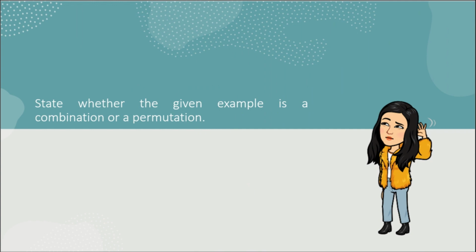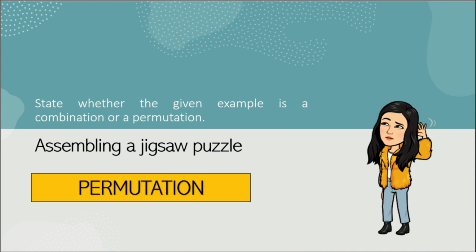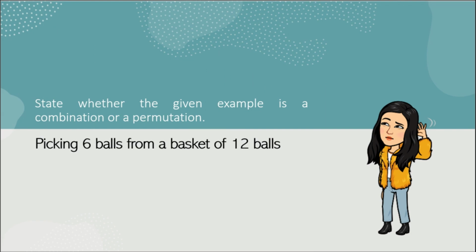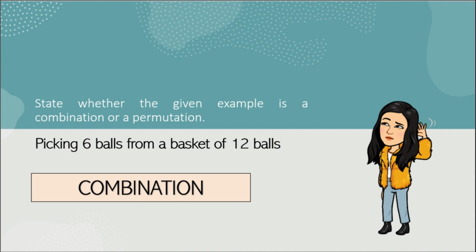For the fourth one, we have assembling a jigsaw puzzle. Is it a permutation or combination? To complete the puzzle, you must follow a certain order. Therefore, this is an example of a permutation. Lastly, picking 6 balls from a basket of 12 balls. Is it a combination or a permutation? Well, it is only mentioned that we will pick 6 balls without any rules. Therefore, we won't follow a certain order. So we consider it as a combination.